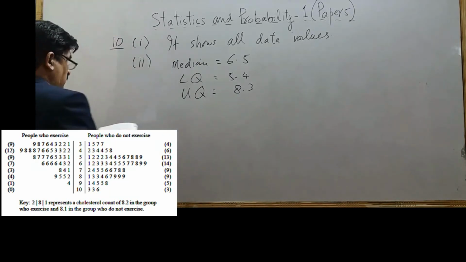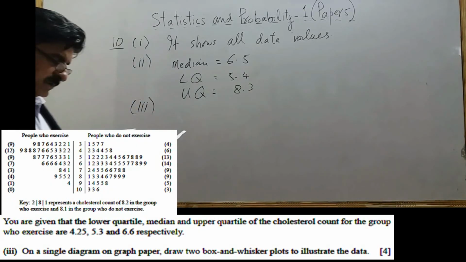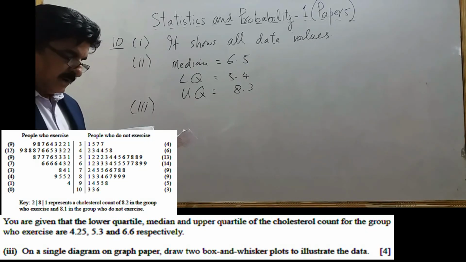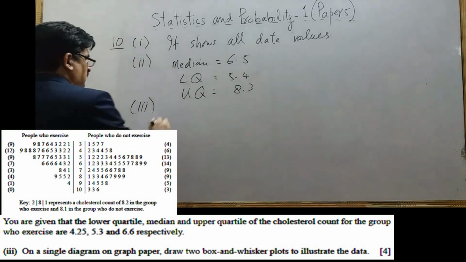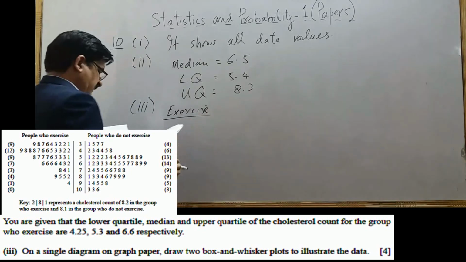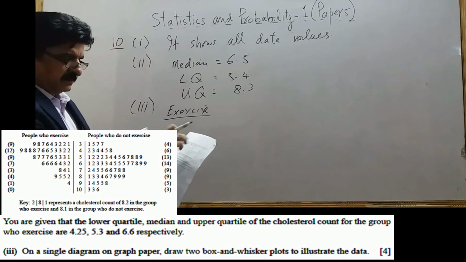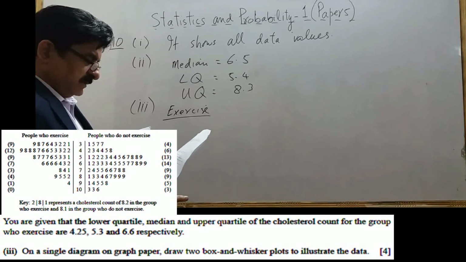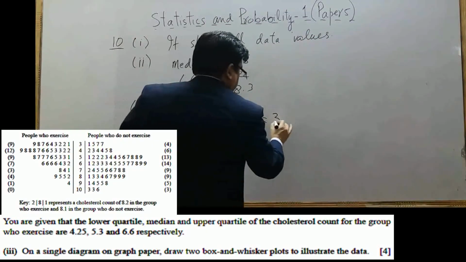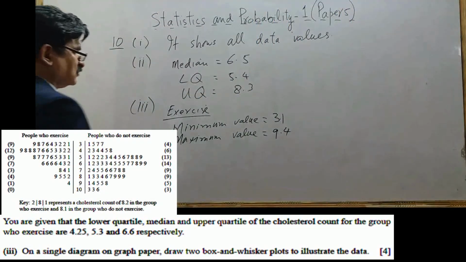Then we have the third part. In the third part, you are given the lower quartile, median, and upper quartile of the group who exercise. Those who exercise. See the stem and leaf diagram. The smallest value is 3.1, the first value, and the maximum value is 9.4.